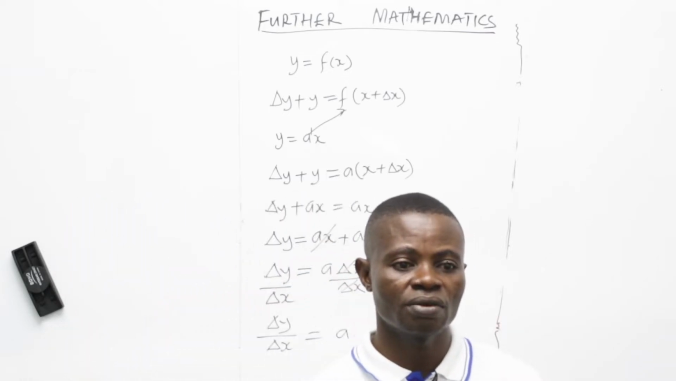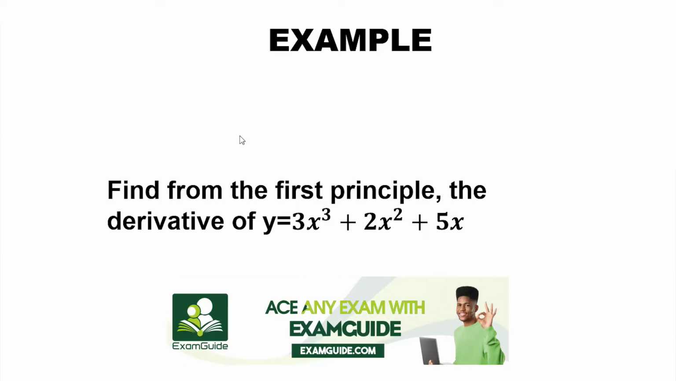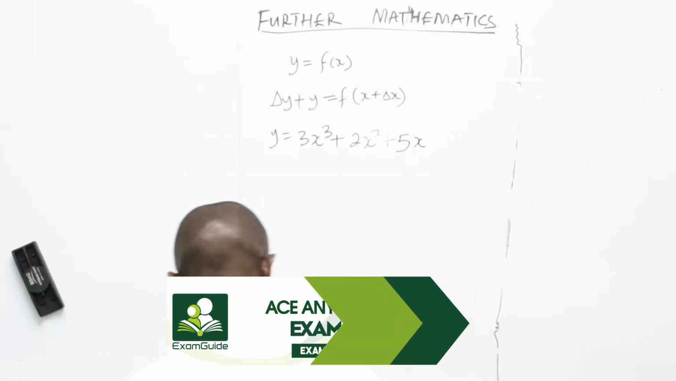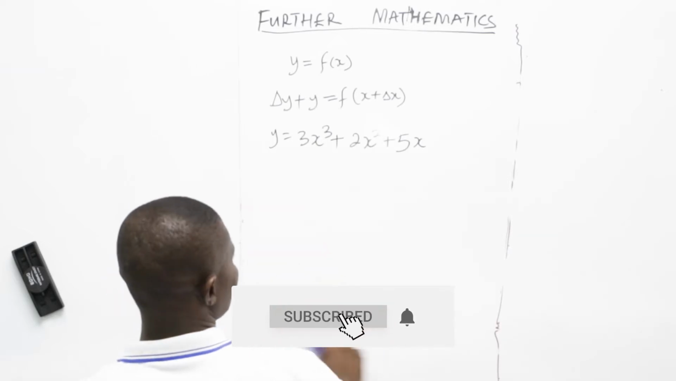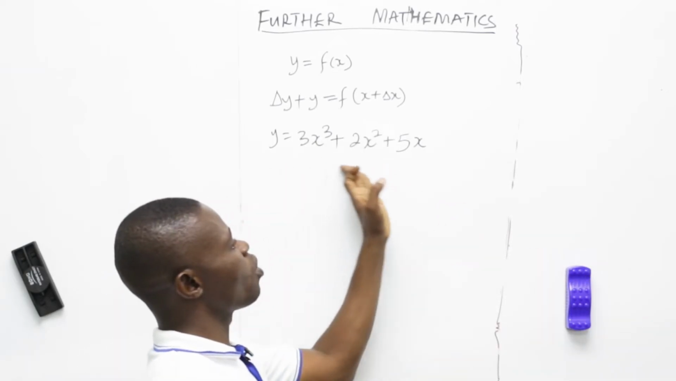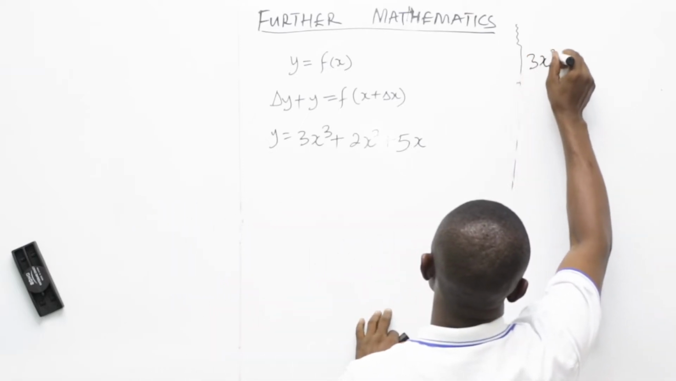The next question: find from first principle the derivative of y equals 3x cubed plus 2x squared plus 5x. The best way of solving this is you separate, take them one after the other. This is 3x cubed.